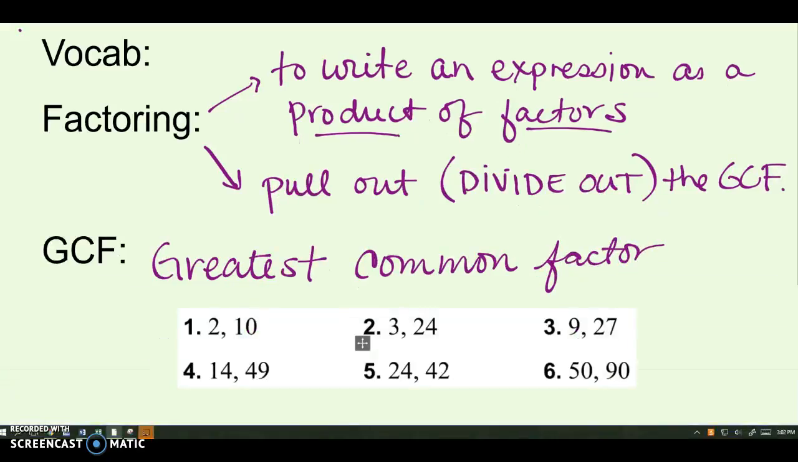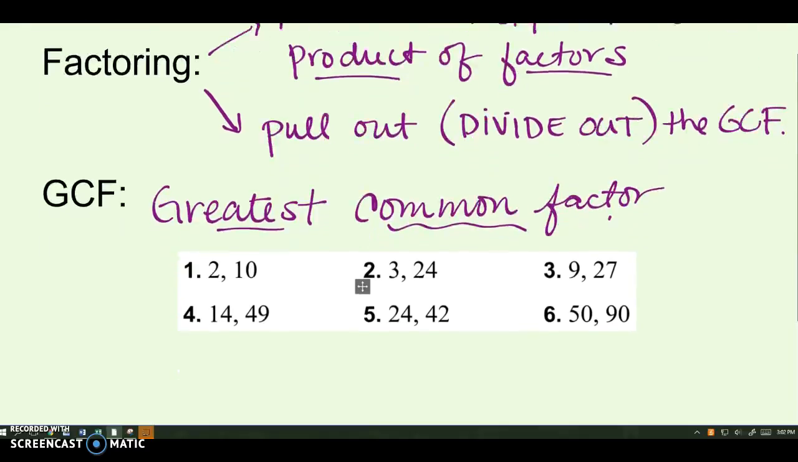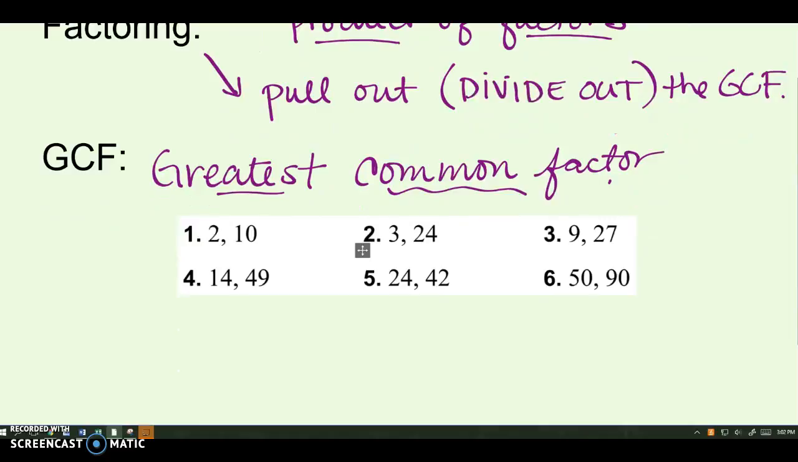A GCF, or greatest common factor, is the biggest, greatest, shared thing that goes into both of them. So that is a factor of both of the numbers. The biggest thing that goes into both of them. So I'll do a few as examples and then you can try a couple. When I look at 2 and 10, the biggest thing that's going to go into 2 and 10 is just going to be 2. 3 and 24, the biggest thing that's going to go into 3 and 24 is just going to be 3. That's the greatest common factor.